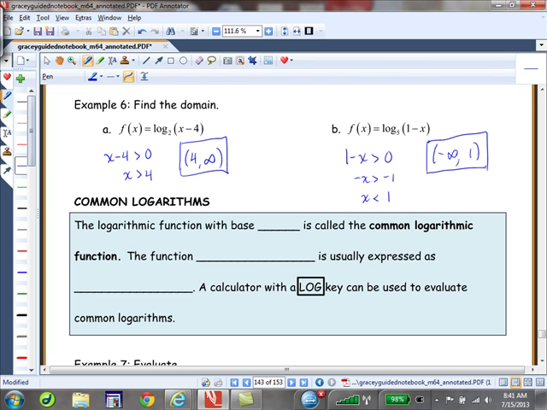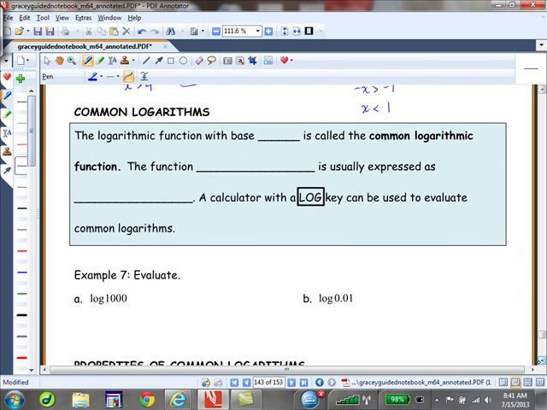So now we get into common logarithms. The logarithmic function with base 10 is called the common logarithmic function. The function f of x equals log base 10 of x is usually just expressed as f of x equals log x. So if you don't see a base and you see it written as log, L-O-G, you assume a base of 10. A calculator with a log key can be used to evaluate common logarithms.